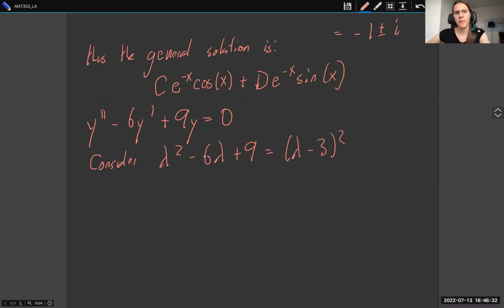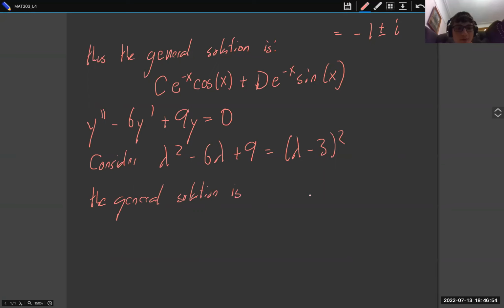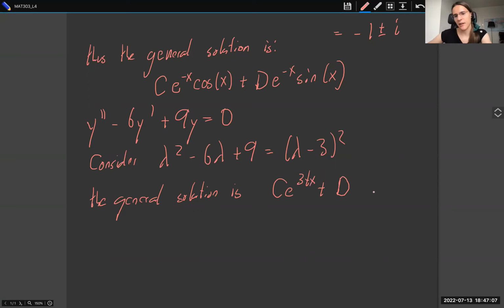So this is minus 2t and this is t squared. So what happens then is, yes, so we have a repeated root. And now the general solution is what? C e to the 3t plus d, our coefficients, x e to the 3tx, right?